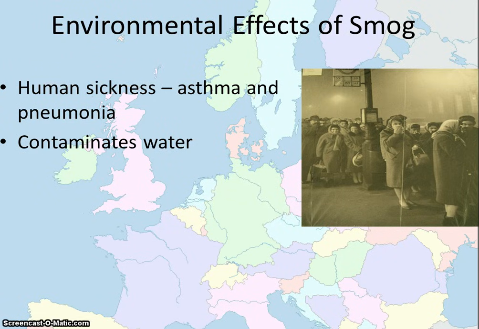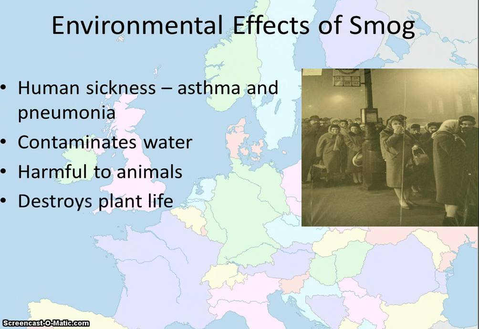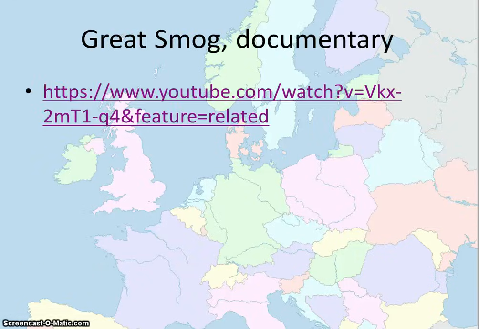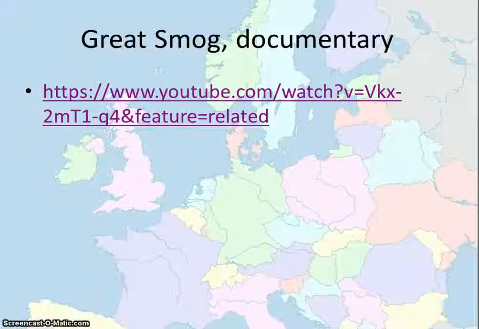It contaminates water, and it's also harmful to animals, much like it is for humans. It can destroy plant life as well, and we discussed that when we talked about acid rain. It causes building material to deteriorate faster than usual, and again, we saw that with the statue and acid rain. But air pollution, to the same extent, can do some of the same type of damage. If you go to this YouTube video, it will show you a little documentary that talks a bit about air pollution.